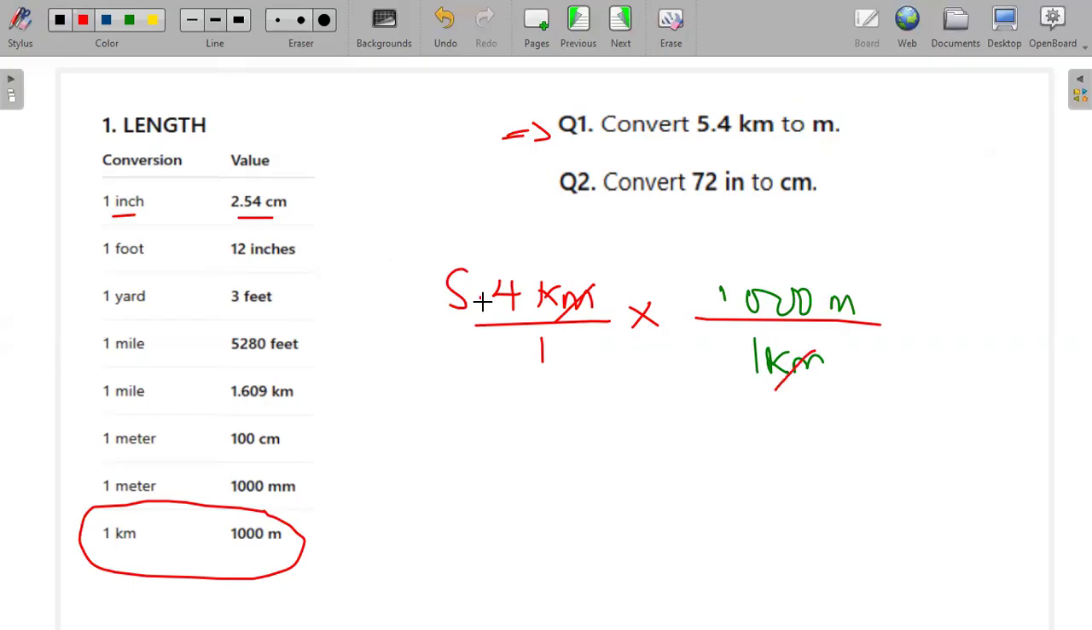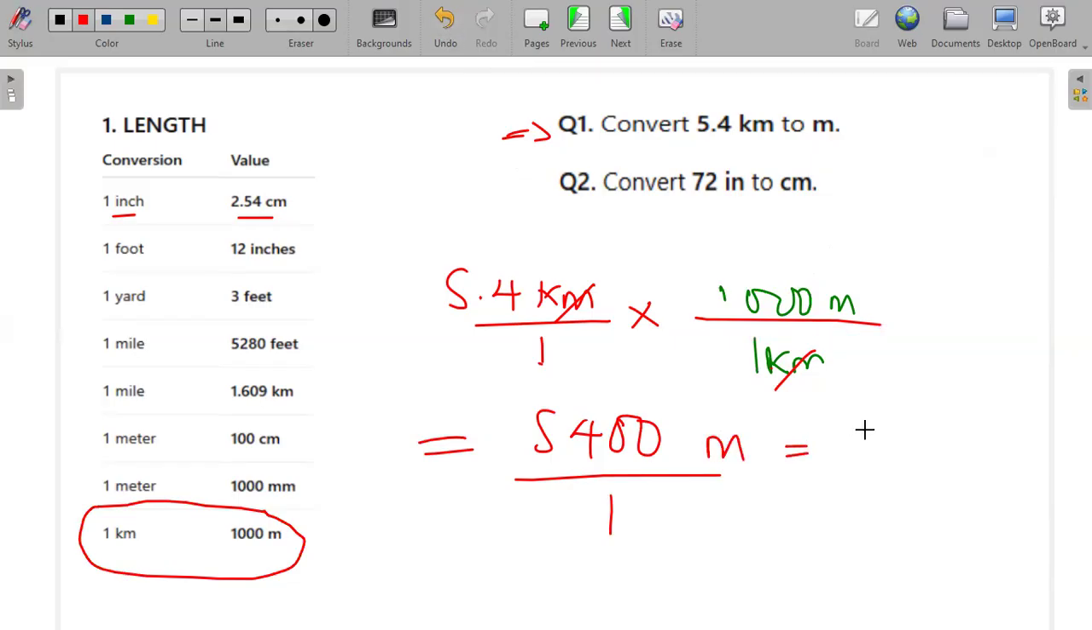So that I just remain with the 5.4. And then this 5.4, if I multiply the 5.4 by 1,000, what do I get? I'm going to get 5,400. Divided by 1 multiplied by 1, that is 1. And then remember we had this meter that remained there, so that would be meters.